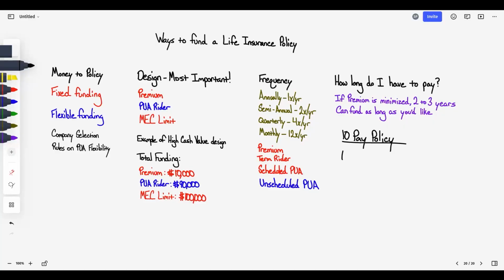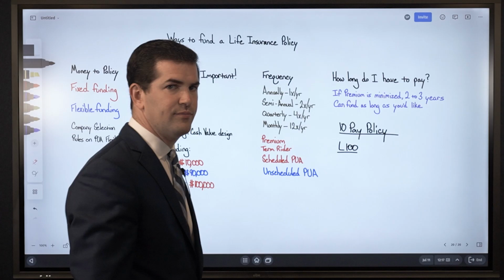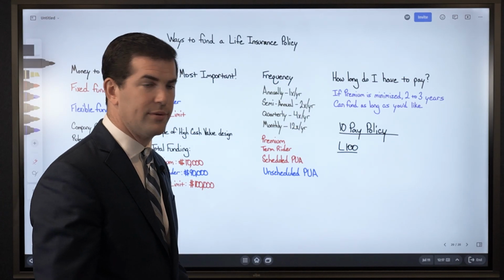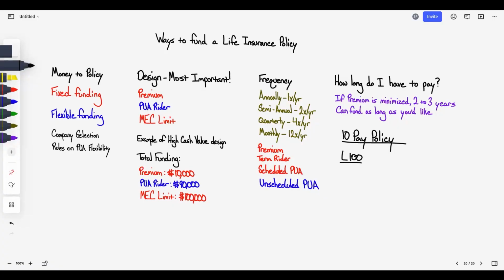Then I can go with products that might be called a Life 100. How long can I pay into that? Up until the age of 100. And the first example we had up actually displayed a policy that showed funding for 10 years.